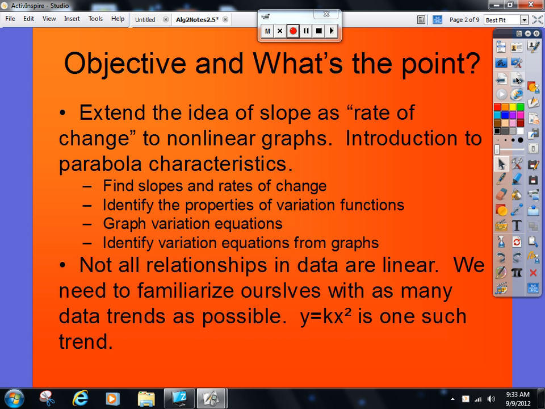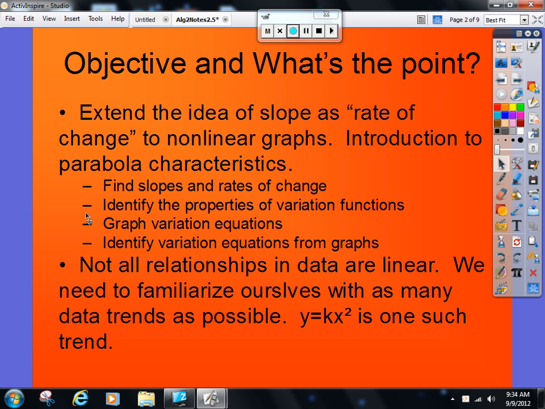Okay, objective and what's the point? Here's what's going on today. We are going to extend the idea of slope from section 2.4 as that rate of change that we started to talk about. But now we're going to talk about it in regards to nonlinear graphs. This is really, really important because every graph that you could have has a rate of change, and it's related to, but it is different than slope. And today I think you're really going to understand what I mean by that better.